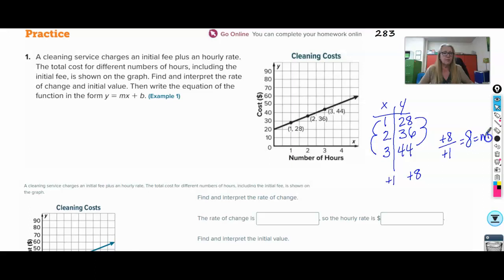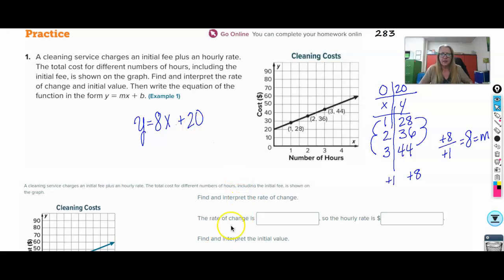So I have my slope, but now I need my initial value. I need to know what y is when x is 0. Well, I can find out by working backwards. If going this way I add 8 each time, to go backwards 1, wouldn't I subtract 8? I would. So 28 minus 8 would be 20, which tells me my initial value is positive 20. So my equation here would be y equals 8x plus 20, 8 for the slope and 20 for the initial value.